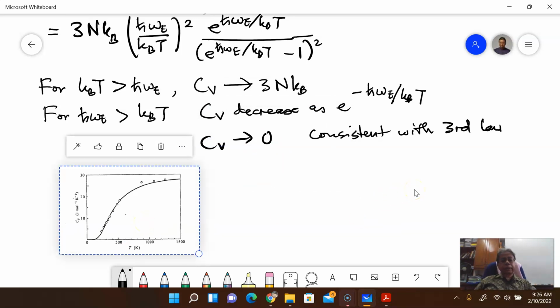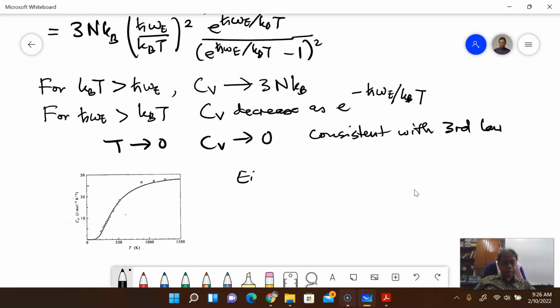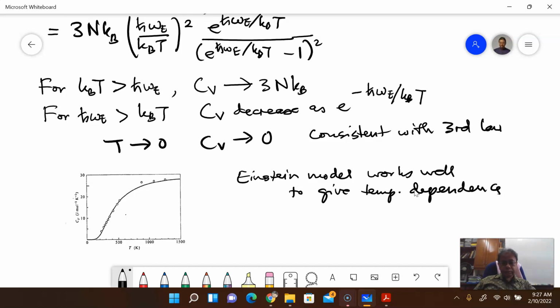So you can see over here, for example, as temperature goes high, this sort of levels off, and then as it goes down at the lower temperatures, it goes like an exponential at some parts, but really there are problems over here. There's some leveling off there, which doesn't quite correspond to the exponential decay. So the Einstein model works well to give the temperature dependence, but at lower temperatures, some deviation. So we need to address that.